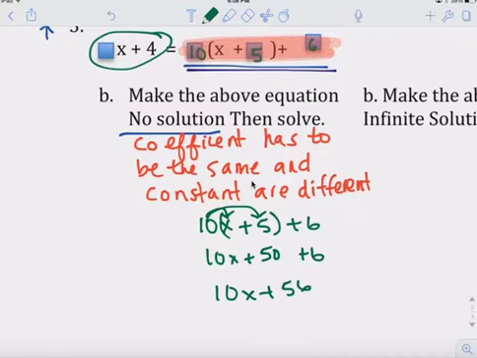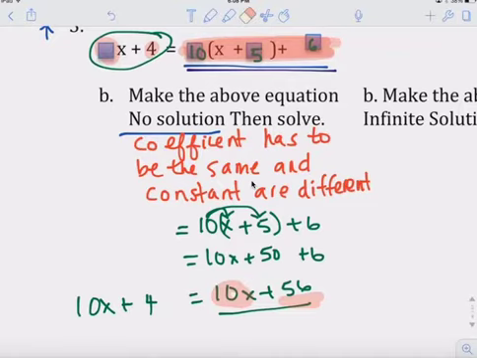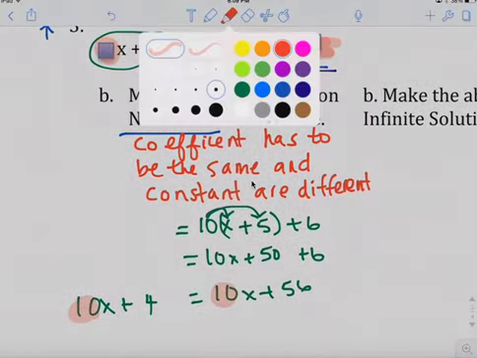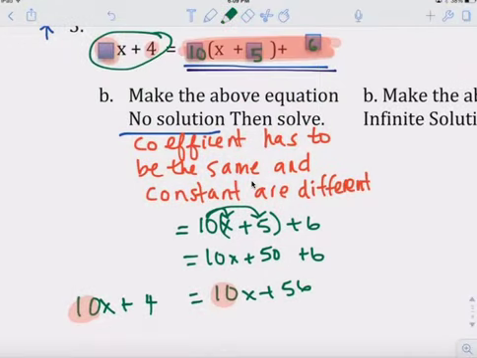Now you got this spot that's left. Okay, what can that be so it equals this? Well, it has to be 10x here. And look, this is 4 and 56. They're different. So 10x plus 4 is great. It works. The coefficients are the same, and the constants are different.